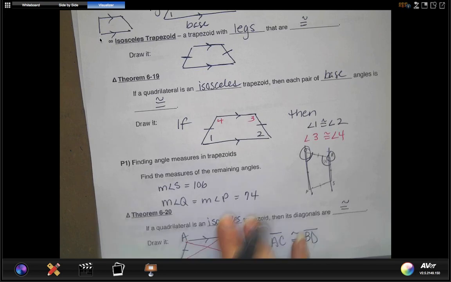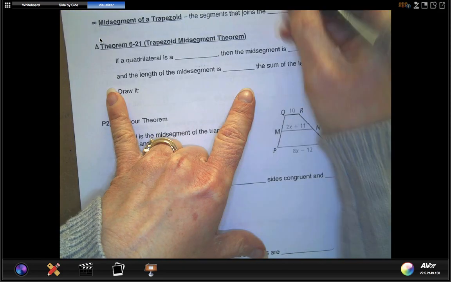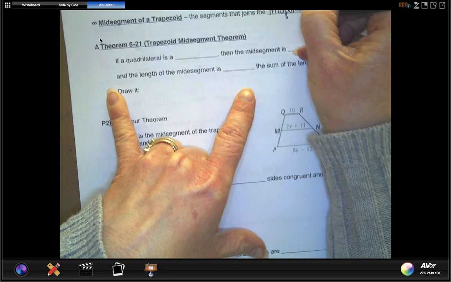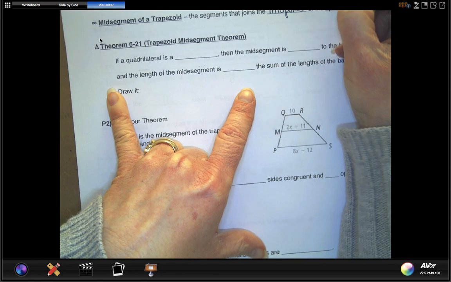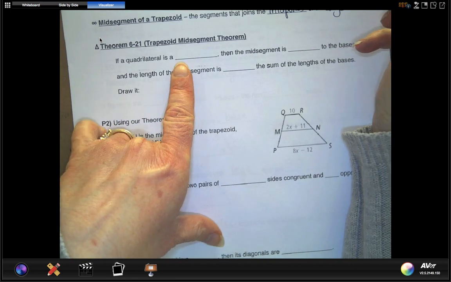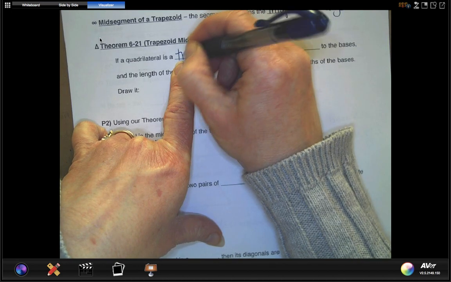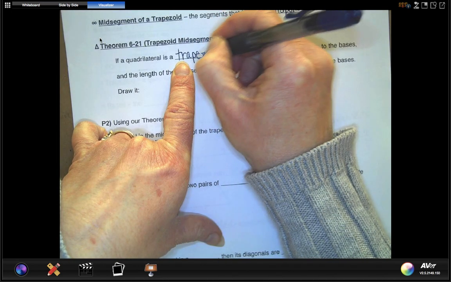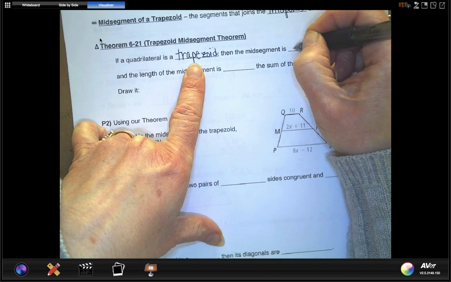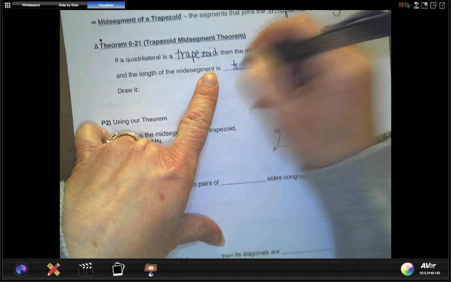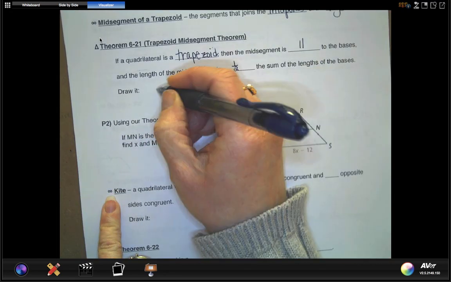Next thing is something called the mid-segment of a trapezoid. So the mid-segment of a trapezoid is the segment that joins the midpoints of the legs. So if a quadrilateral is a trapezoid, no, I didn't say it has to be isosceles here, then the mid-segment is parallel to the bases, and the length of the mid-segment is half the sum of the lengths of the bases.